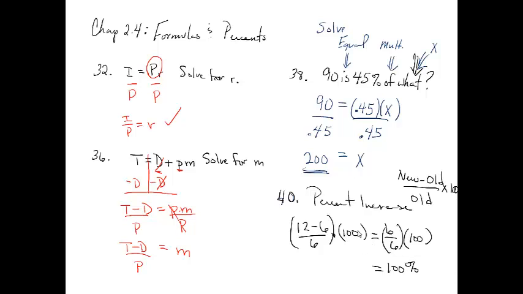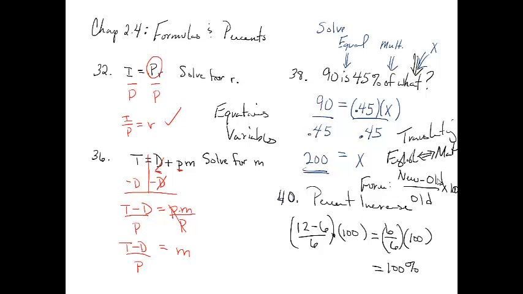Okay. So with chapter 2.4, we have basically formulas and percents. We start off with still solving equations. You're still solving equations right here. The only difference is you're dealing with all variables. Okay? 32 and 36 are the same. 38, you've got to work on translating from English to math and vice versa, from math to English. And then 40, remember this formula, new minus old divided by old. That gives you percent increase or decrease.